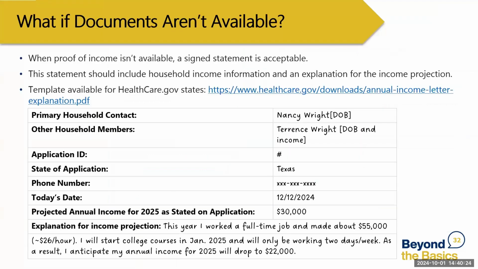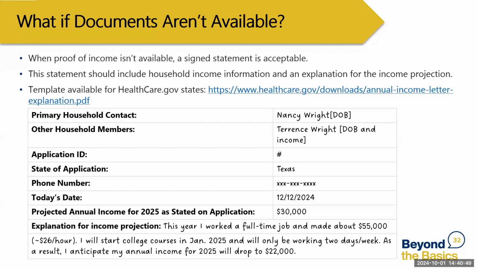But what if a person truly doesn't have documents? They're talking about a change that's going to happen in the future, but it hasn't happened yet, and they have no paper to prove that it's going to happen. Well, in this case, the person can submit a written signed explanation. That's an acceptable form of documentation, and it doesn't have to serve as proof that the other documents aren't available. It just has to explain why their new projection for income is reasonable.